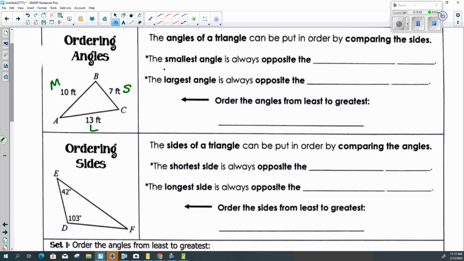So the smallest angle is always opposite. Right now we're looking at this 7. Do you see that angle B and angle C are touching side 7? And do you see that angle A is across from it? When it's across from it, we call them opposite. These are adjacent. This one is opposite. So the smallest angle is always opposite the shortest side.